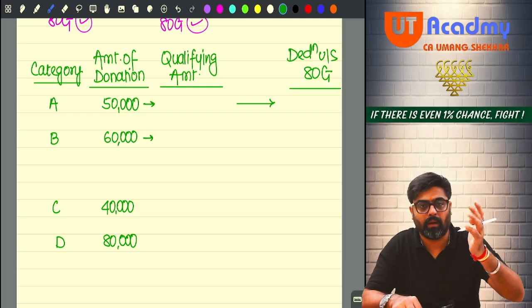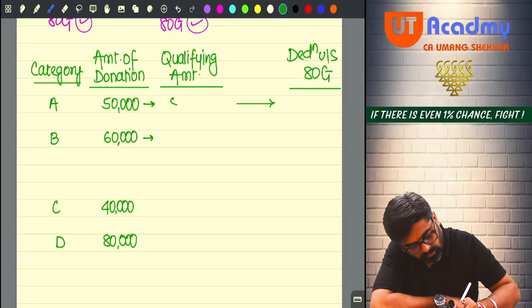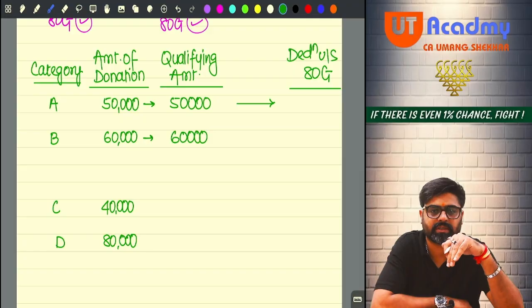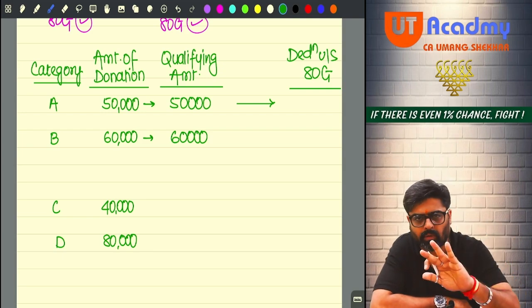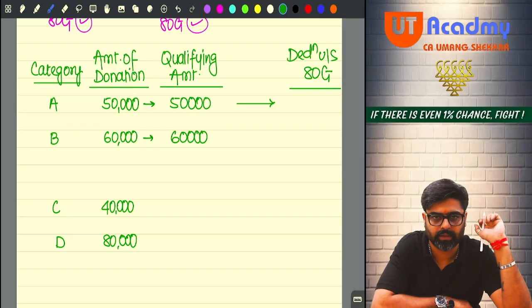First you qualify the amount. So out of 50,000, how much qualifies? Entire 50,000 will qualify. Out of 60, how much qualifies? Entire 60 qualifies. There is no limit. There is no restriction on how much amount you can contribute to a Category A institution or Category B. Whatever amount you contribute, that entire amount will be considered for ATG.